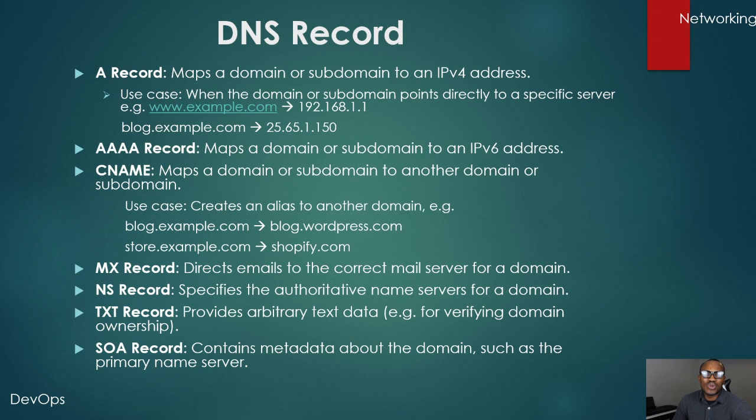We also have the NS record, which is the name server record. It specifies the authoritative name server for a domain. We also have the TXT record, which is the text record, which provides arbitrary text data, for example, when you are verifying domain ownership. And we also have the SOA record, which is the start of authority record. It contains administrative details, such as the primary name server and the zone's serial number.